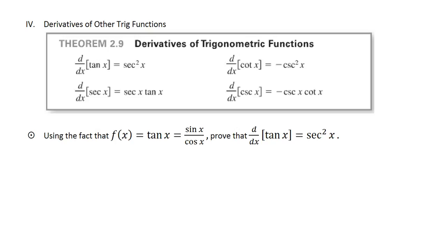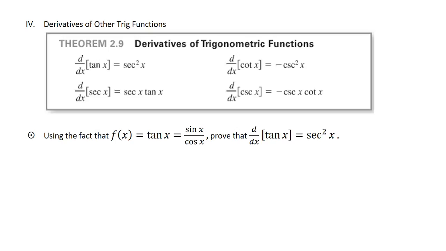The derivative with respect to x of tangent of x is secant squared of x. The derivative with respect to x of cotangent of x is negative cosecant squared of x. The derivative with respect to x of secant x is secant x tangent x. And the derivative with respect to x of cosecant x is negative cosecant x cotangent x.